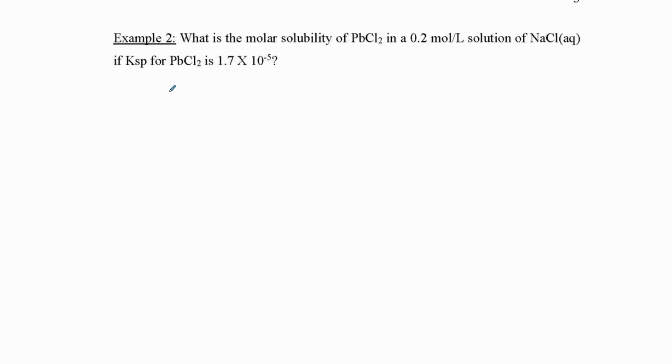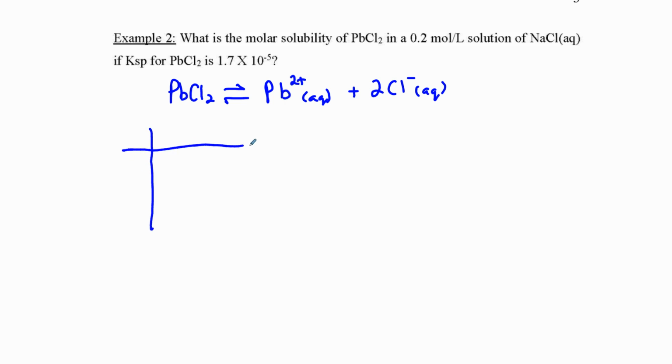Okay, so let's write out PbCl2. We'll write the dissociation reaction. We've got lead 2 plus and 2 chloride ions. Okay, so I am going to make my ice table first.